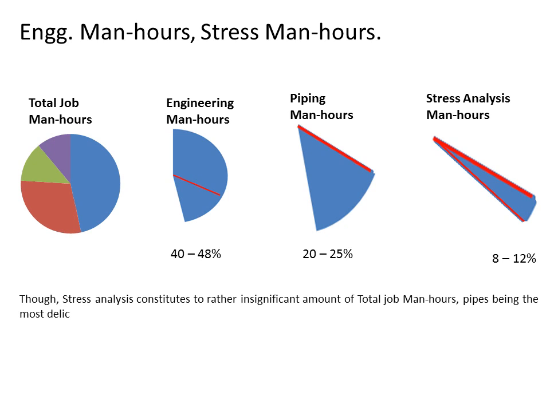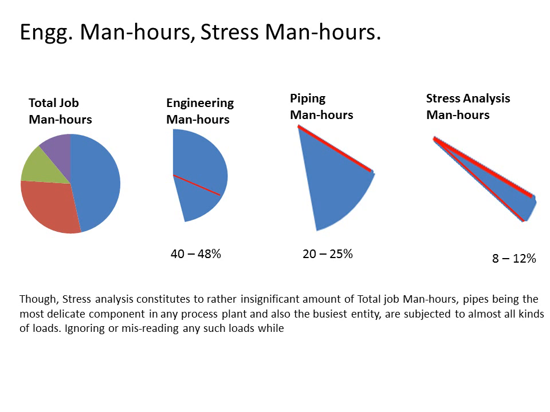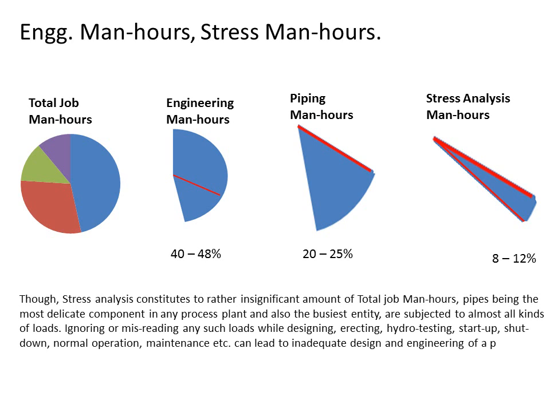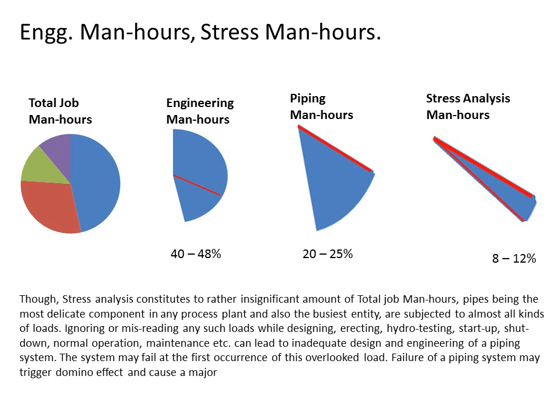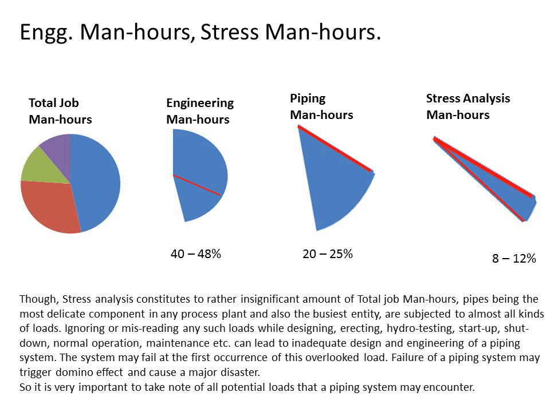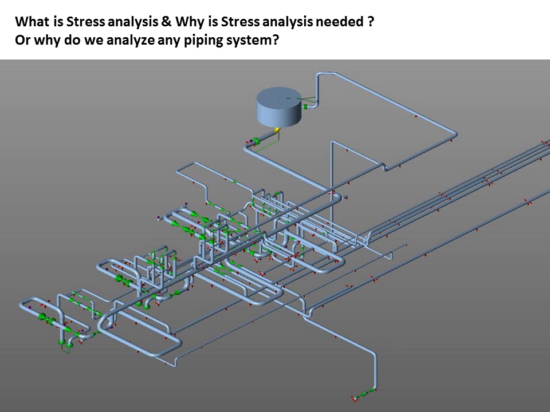So though stress analysis constitutes a rather insignificant amount of total job man-hours, piping being the most delicate component in any process plant is subject to almost all kinds of loads. Ignoring or misreading any such loads while designing, erecting, hydrotesting, startup, shutdown, normal operation and maintenance, etc. can lead to inadequate design and engineering of a piping system. The system may fail at the first occurrence of the overlooked load. Failure of a piping system may trigger a domino effect and cause a major disaster. So it is very important to take note of all potential loads that the piping system may encounter.